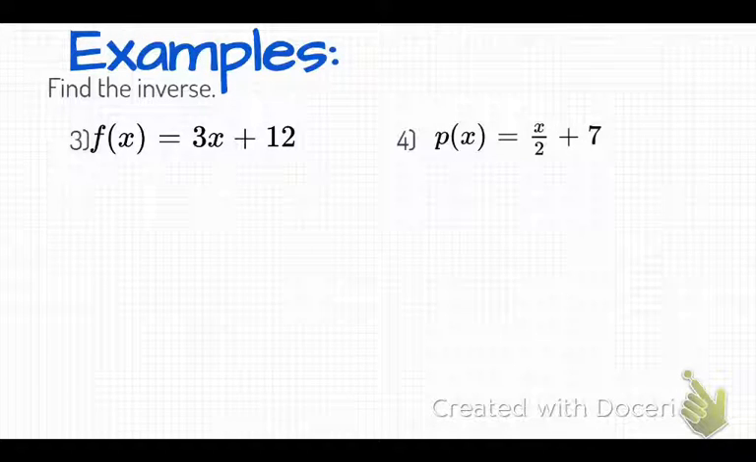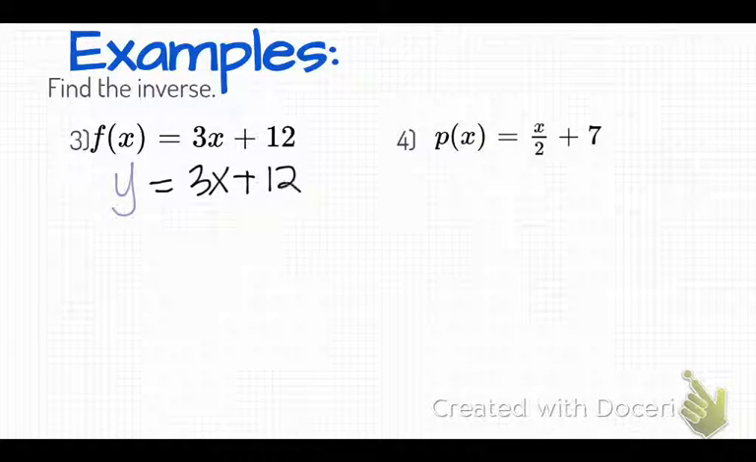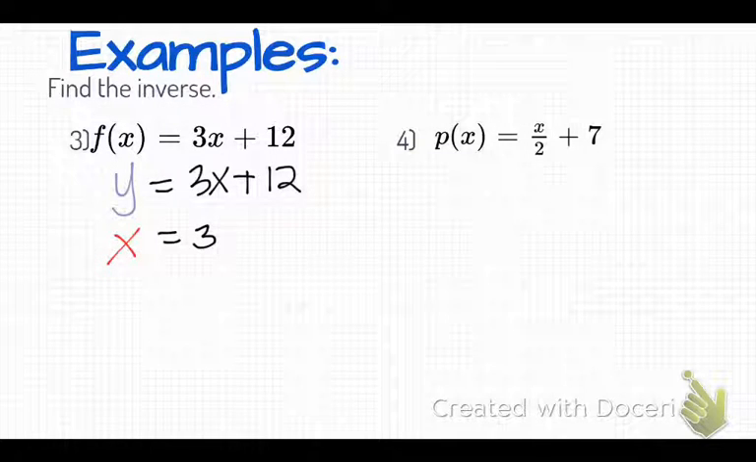So then, on number 3, what is my first step? What do I do very first? Change f of x to y. Literally change it. So I have y equals 3x plus 12. That's all I do first. What is my next step? I switch x and y. Yes. So now I have x equals 3y plus 12. We okay so far? Okay.